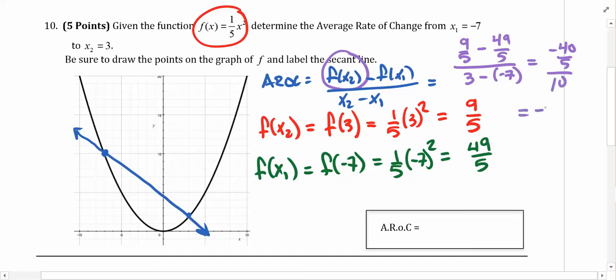So that's equal to -40 divided by 5, multiplied by, remember this is 10 over 1, everybody, 1 over 10. So that is giving me a value of -40/50, which gives me a value of -4/5. So the average rate of change between those 2 points is -4/5.